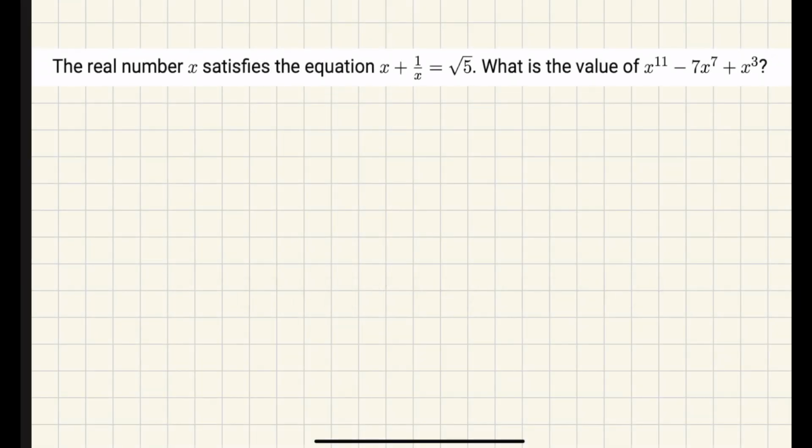Hello everybody, today we're going to look at this problem from the AMC. The real number x satisfies the equation x plus its reciprocal equals the square root of 5, and then you're asked to evaluate this polynomial here.